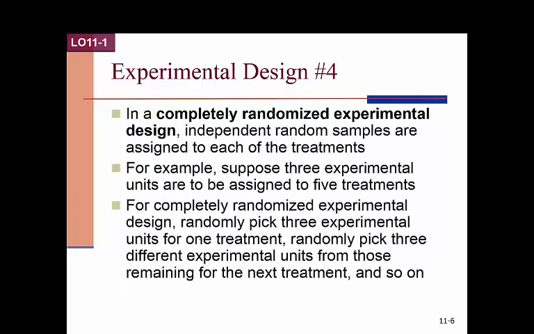Okay. If it was completely random, right, each different response or sample, i.e. you, the subject, is going to be randomly assigned to the different groups. For example, there's 3 different experimental units assigned to 5 different treatments. You just randomly assign them, or 5 different groups. Okay.